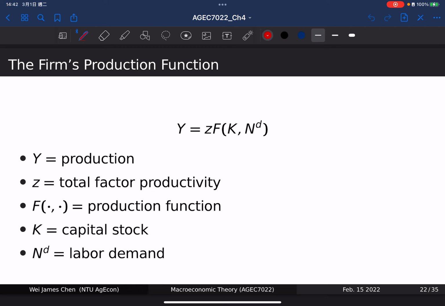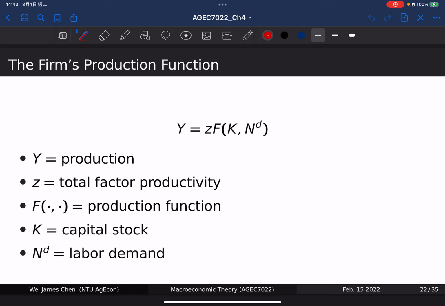Okay, so this is the firm's production function. Here, Y is the total production. Z is a constant in front of the production function F. F is really the production function, or sometimes we say that Z times F, the whole thing, is the production function. It depends on how you define it. But anyway, we have a function F, and Z is a constant in front of that F. In macro, we have a specific term for Z. It's called total factor productivity. So when I speak of total factor productivity, I'm speaking of this Z.